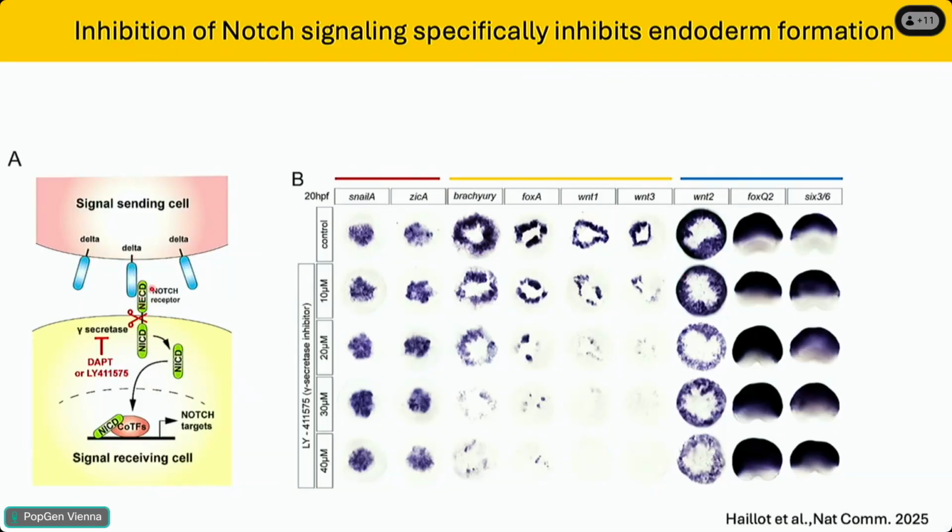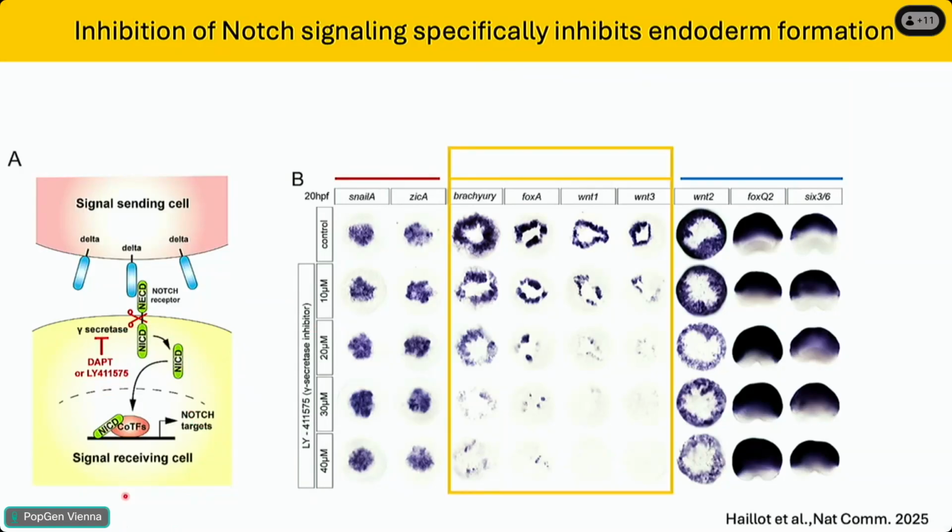And when a notch receptor is activated, it gets cleaved intracellularly by the gamma secretase, and that releases the notch intracellular domain, NICD, which then migrates to the nucleus where it binds to transcription factors, and together they activate targets of notch signaling in the cell where notch is expressed. And there is an inhibitor, or several, but we use mostly this so-called LY and this long number, to block gamma secretase. So that blocks the notch pathway.